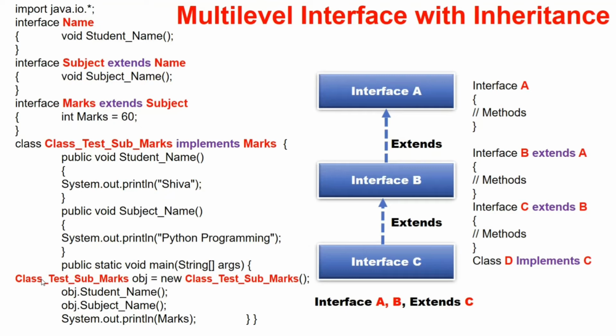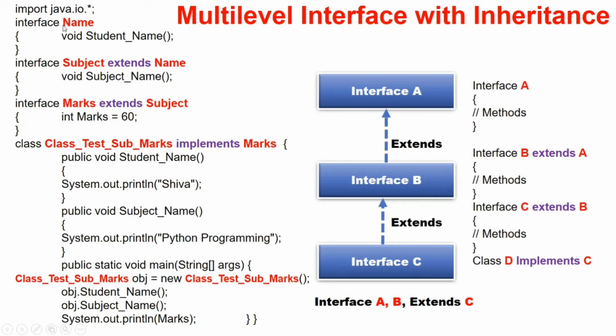This is another example, another way of implementing an interface in a multi-level concept. Here we have interface A, interface B, and interface C, and the C interface is going to extend A and B, so that C carries all the properties of A as well as B. The implementation is going to be done in a class. B extends A, C extends B, and D is the class name which is going to implement C, so that C has all the properties of A and B.